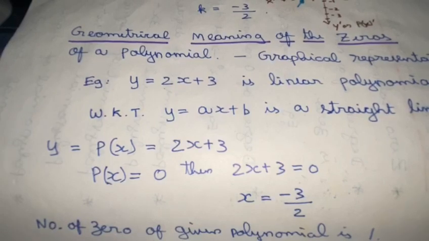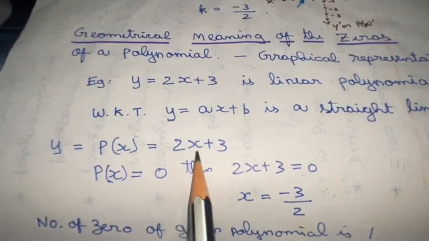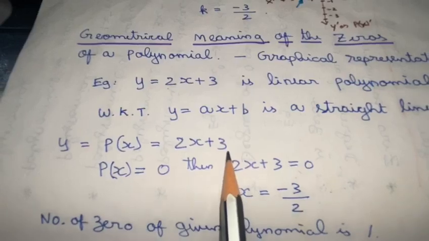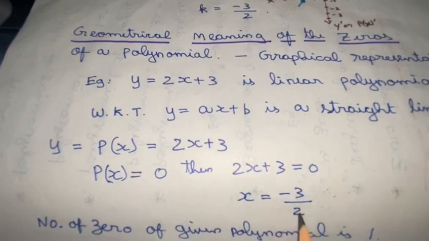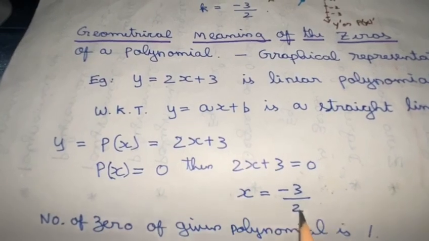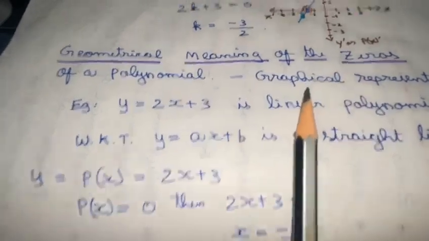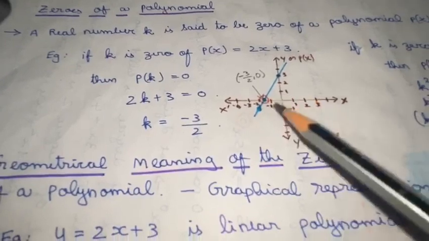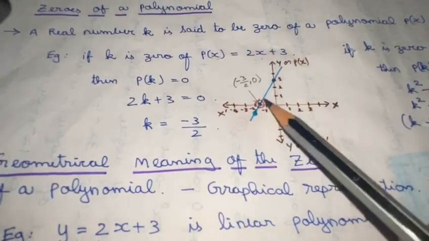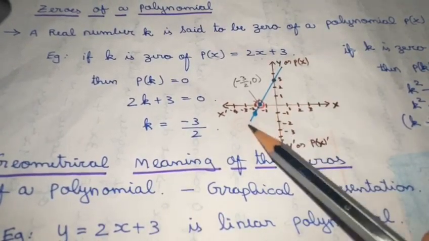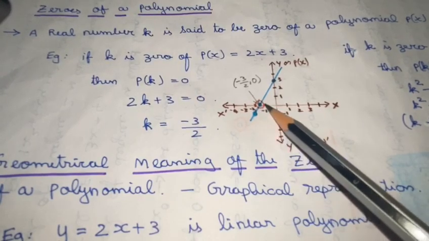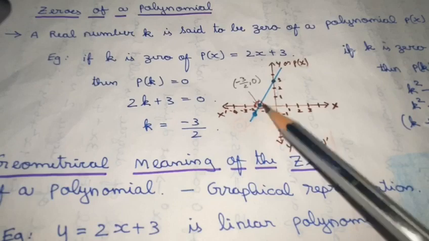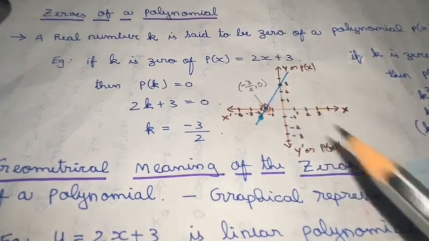Let us understand that with the help of the graph. Previously we have seen the expression 2x plus 3, and the 0 of this polynomial is minus 3 by 2. Hence the number of zeros is 1, because that graph is intersecting the x axis at a single point only. The straight line will intersect the x axis at a single point, hence the number of zeros found here for the linear polynomial is 1.